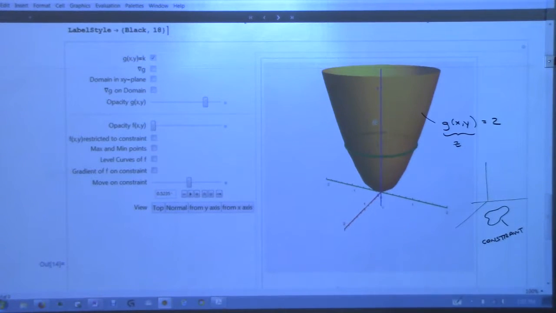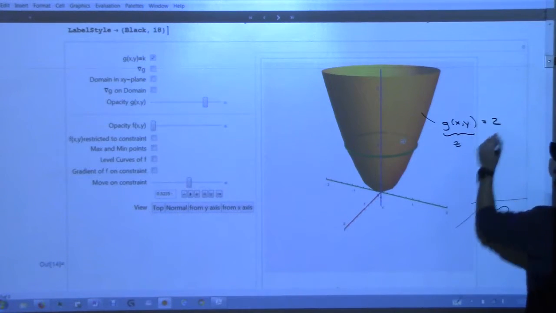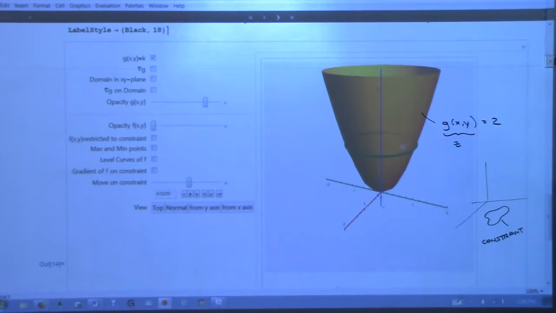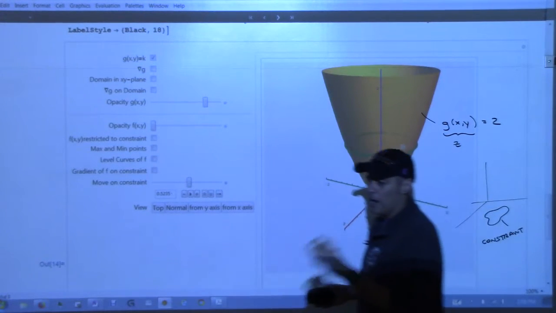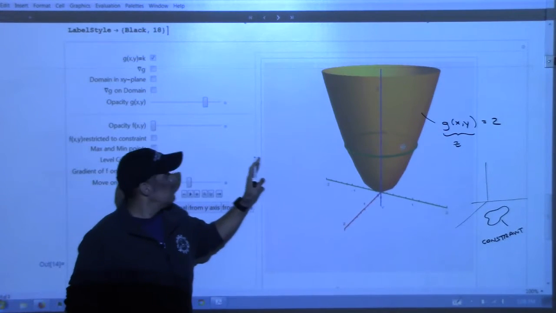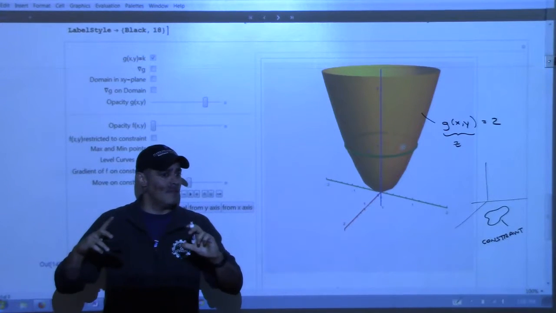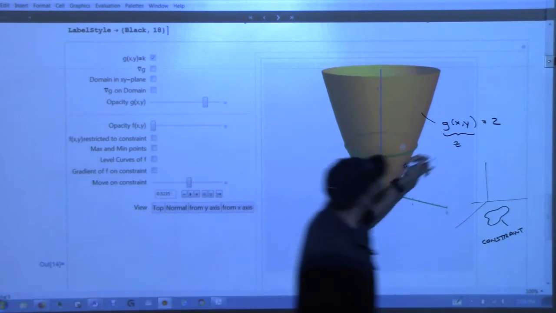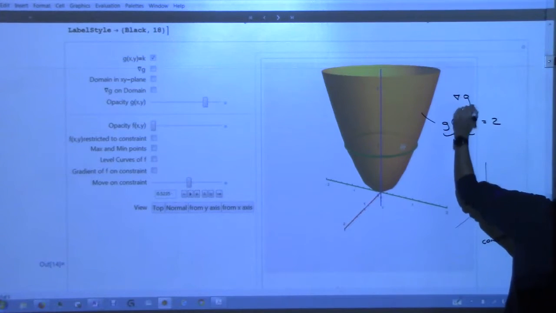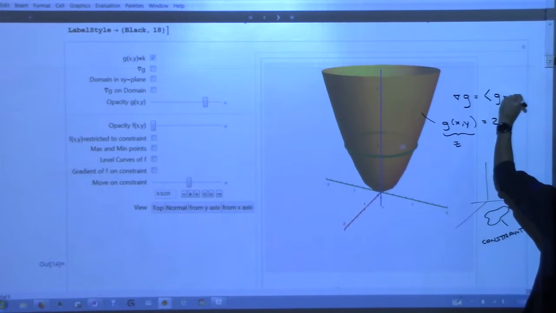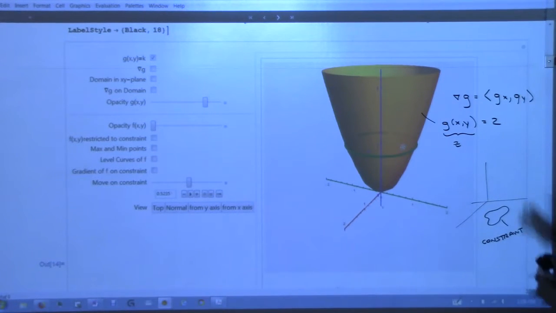So if I look at this as a function of two variables and hold it constant, I get this ring right here. Now, we all know what the gradient of a function is, right? We did this a couple of classes ago. The gradient of a function of two variables is just a vector of the partial derivatives with respect to x and y. So the gradient of g is the two-dimensional vector: partial of g with respect to x, partial of g with respect to y. That's what the gradient is.